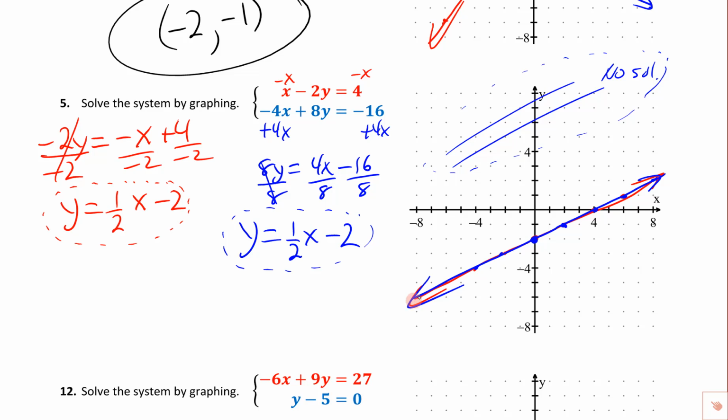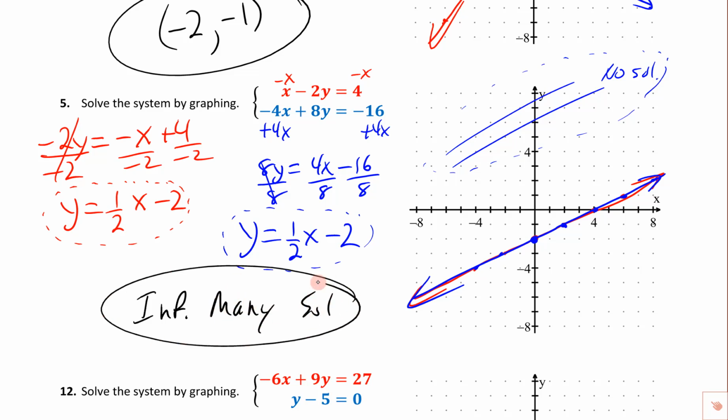But on this one, this is a whole bunch of points right on top of all of those other points. So every single point that works in the red one would work in the blue one and vice versa. So think about what that would mean. That would mean that there would be infinitely many solutions.